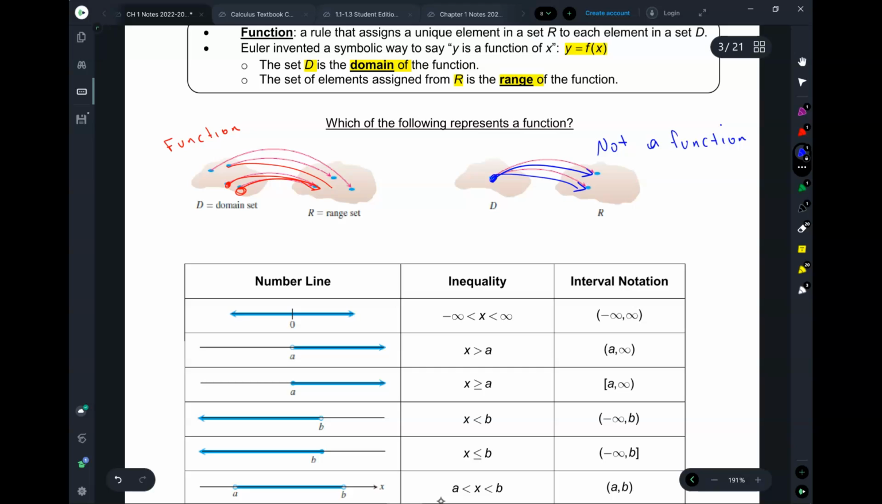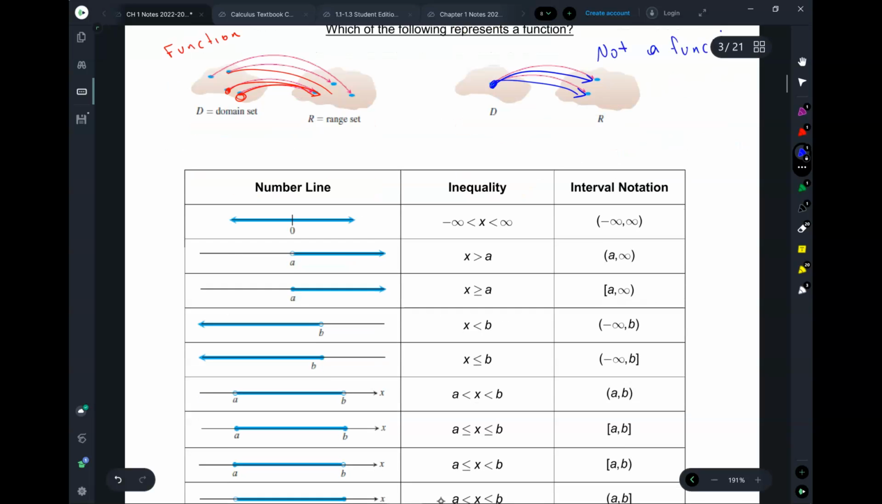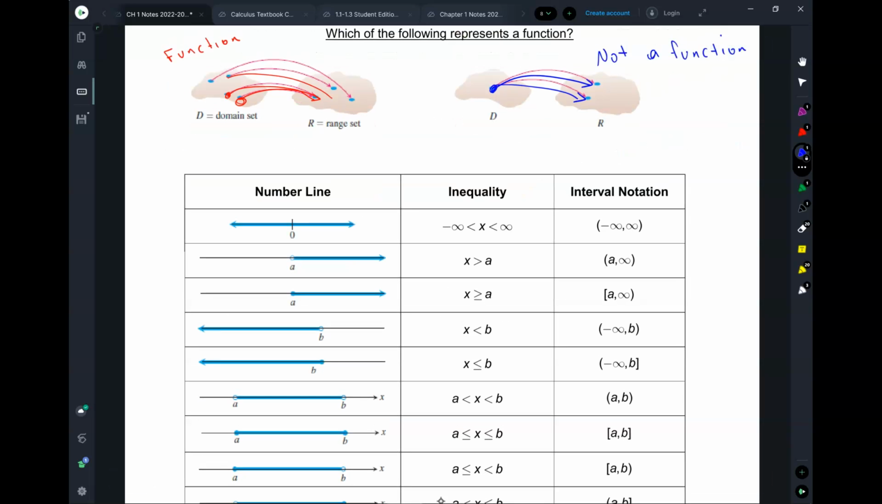So if you put x equals 3 into a function, you should only get one y, say y equals 1. If you put x equals 3 into a function and you get y equals 1 and negative 1, that's not a function. For each domain value, there has to be one value in the range.